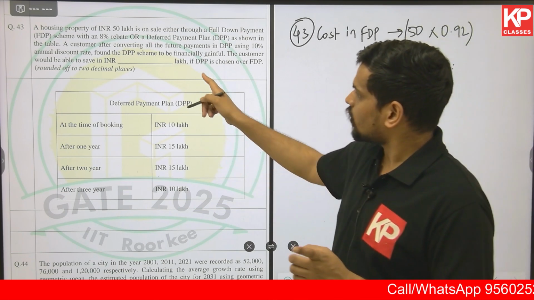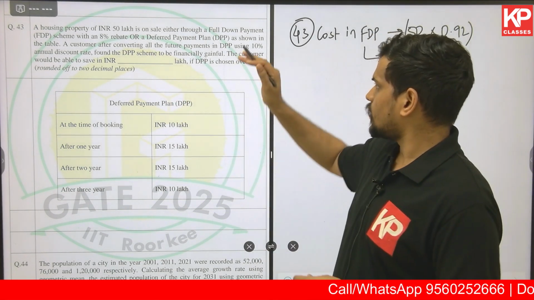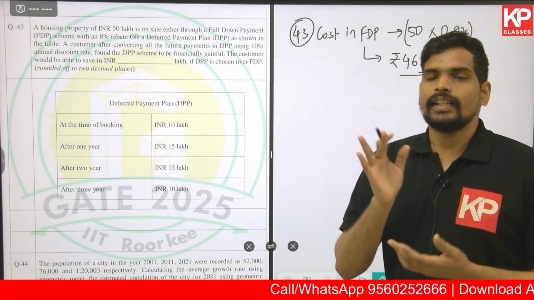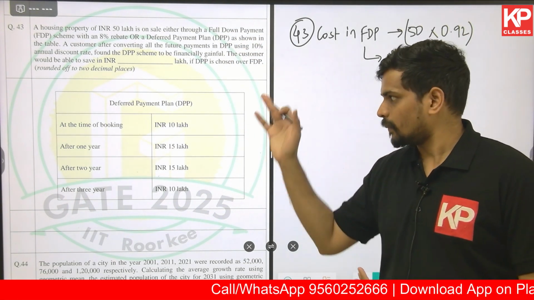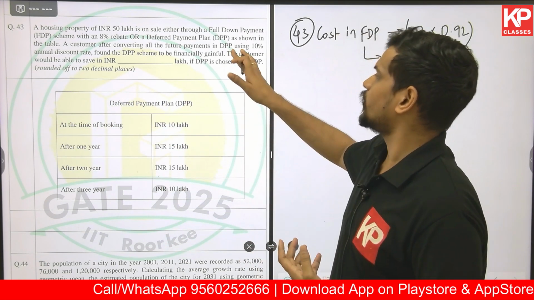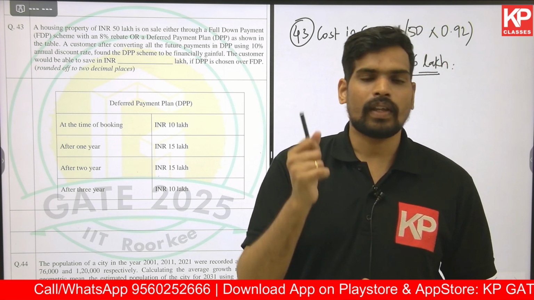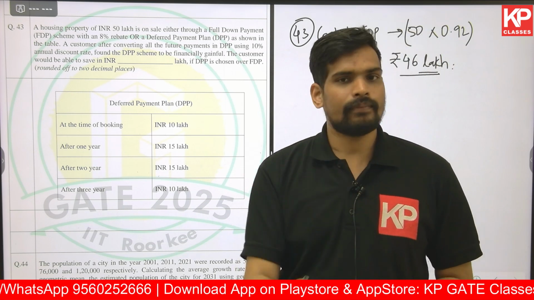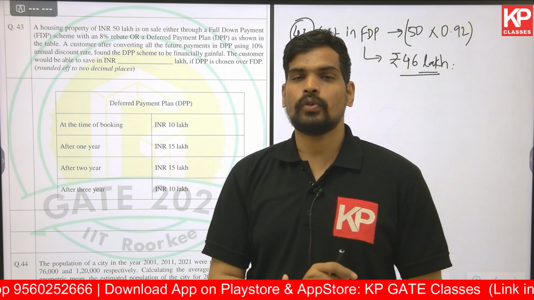You need to find out what is the cost in the DPP scheme also. That is basically the deferred payment plan. In that deferred payment plan, you are having multiple installments in future. You need to discount that into present value terms using a 10% discount. This is something we study in valuation in detail. Time value of money, relation between future value and present value.